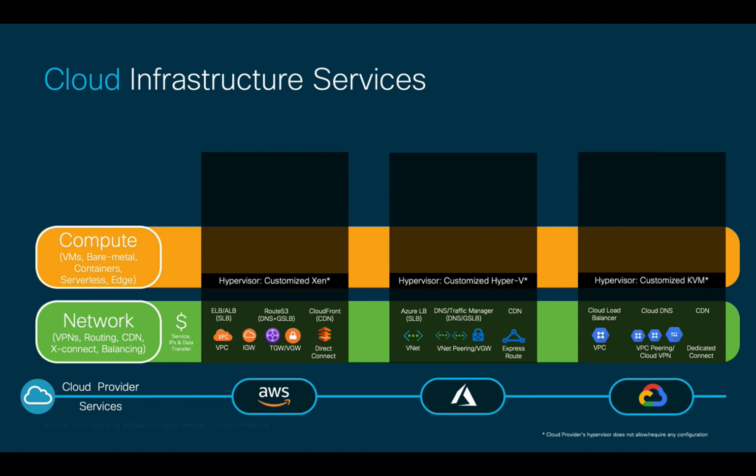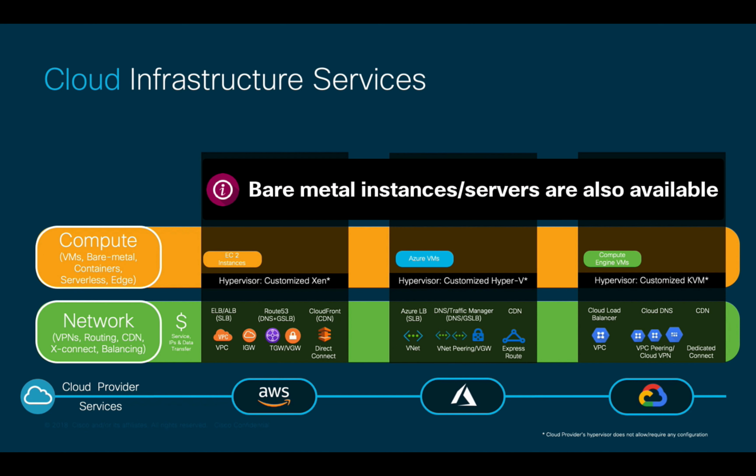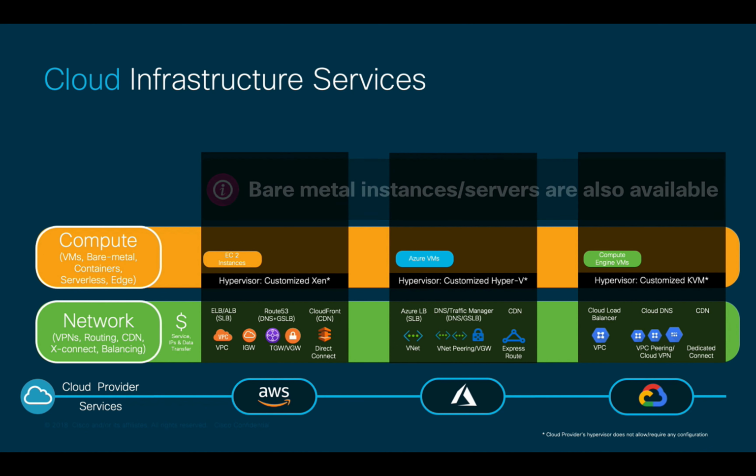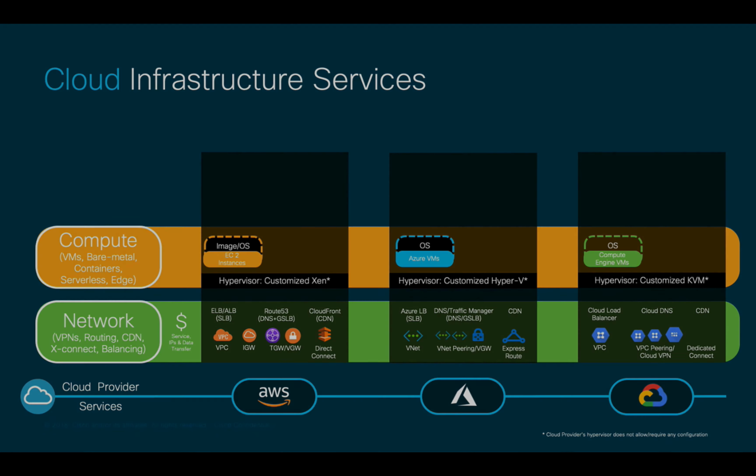On top of that hypervisor, organizations will run instances or VMs, or you could also have dedicated bare metal instances running on the cloud if you prefer. AWS has a service called EC2 to deploy such instances, while Azure has Azure VMs and Google delivers Compute Engine VMs. All of them will run an operating system or image on top of them.